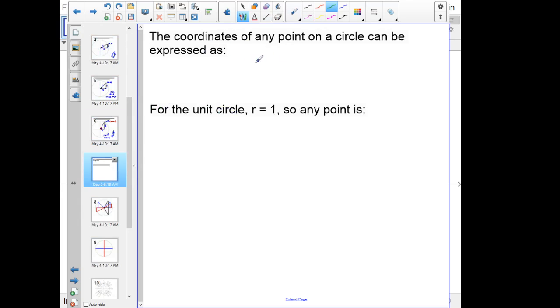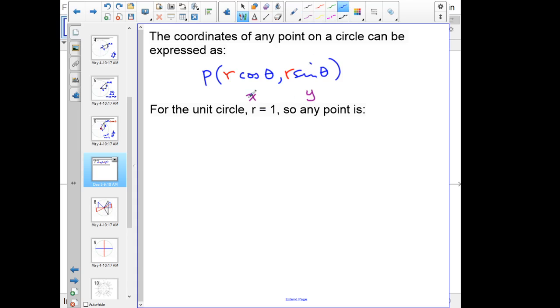So I've basically already developed this. The coordinates of any point on a circle can be expressed as, so that was what I was working through there. It's not just the cosine of the principal angle theta or the sine of the principal angle theta. We also need to include the length of the hypotenuse, or the radius of the circle. So the x-coordinate is going to be r cos theta, and the y-coordinate is going to be r sin theta.